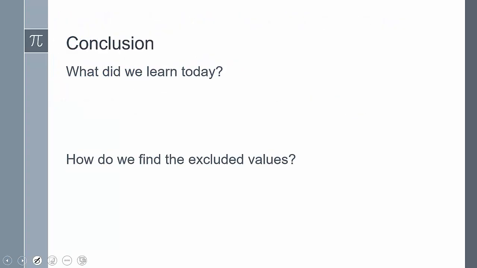So what did we learn today? We learned how to simplify rational expressions, and we talked about exclusions, which are basically the domain of our expression. And then how do we find the excluded values? You set the denominator equal to 0, and then you solve for it. It just can't be those values.